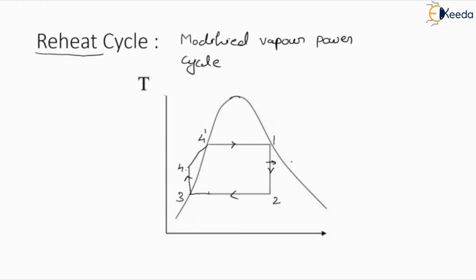1 to 2 represents the isentropic expansion. 2 to 3 represents the condensation process where heat rejection is happening. 3 to 4 is the compression work process where the fluid is transferred to the boiler, and 4 dash to 1 we represent as the heat addition, or constant temperature heat addition. So this is about the Rankine cycle.